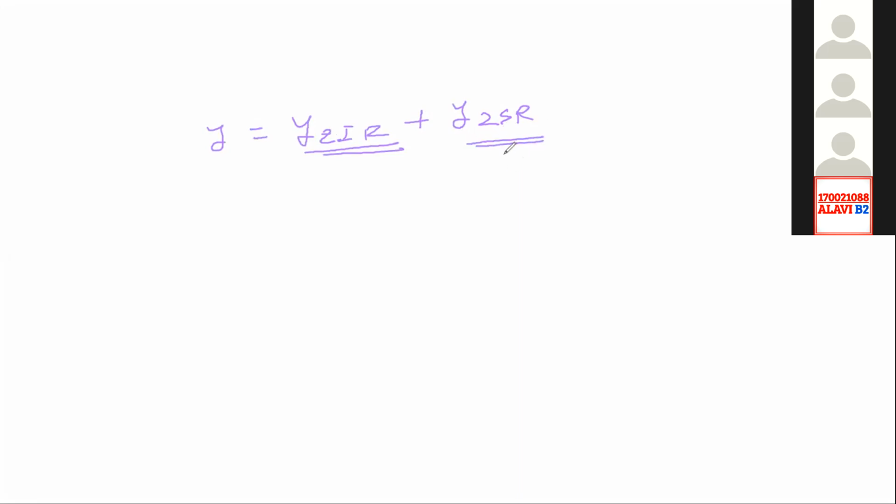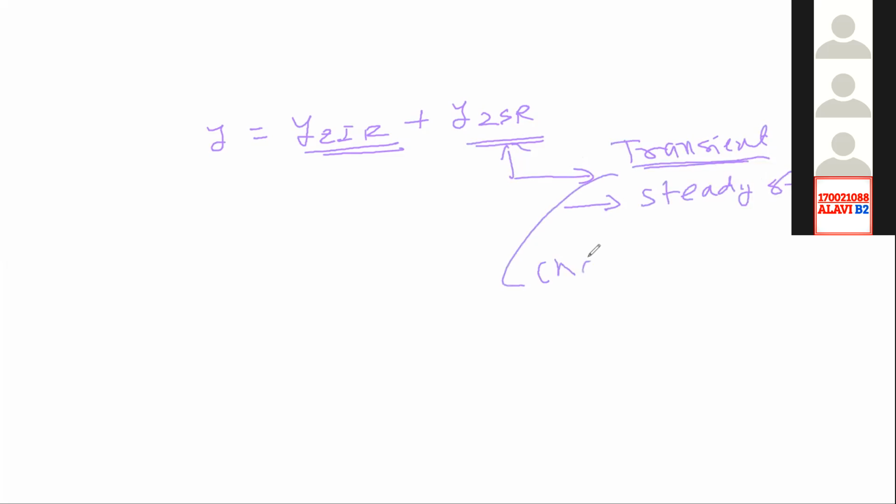Your ZSR will contain two terms. One is called transient, and another is steady state. The transient part will contain the characteristic mode of your system.